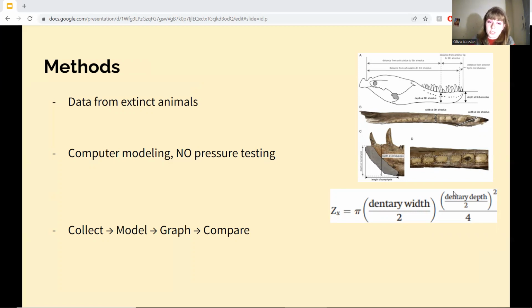Other than that, just like before, they collected data, computer modeled it, graphed what they had found, and compared the different sized and aged animals. This may seem like it won't achieve our goal nearly as well as the past one where they were able to physically test with them.